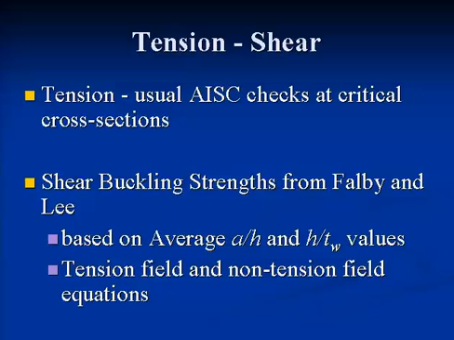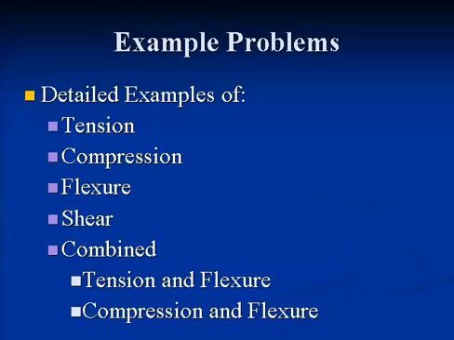Nothing interesting about tension. You're just checking local bits and pieces. Some shear work that we borrowed from Falby and Lee, again based on average A over H and H over T values. Detailed example problems on all areas: tension, compression, flexure, shear, and beam column. And that's what I've got.